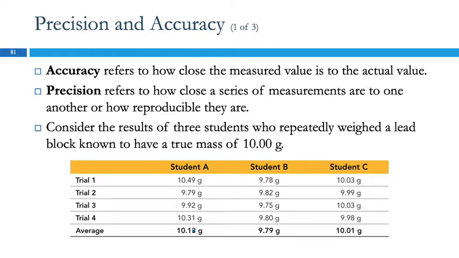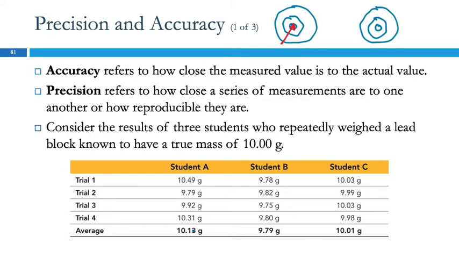So one analogy that's sometimes used is throwing darts or shooting arrows. And you want to get the bullseye, right? And so accuracy is hitting the bullseye, hitting the center. If you're not hitting the center, if you're not close to the correct answer, it's not accurate.